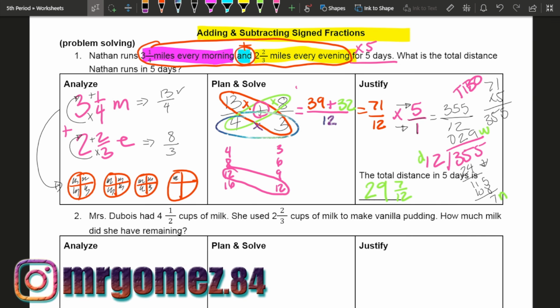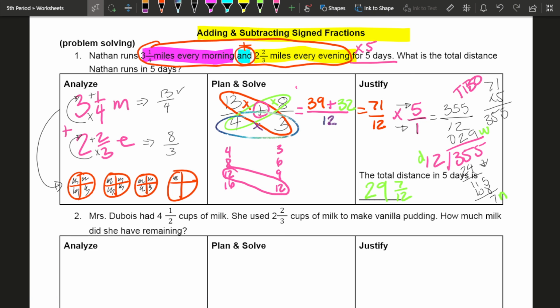Then, since this was the first part, the second part was to multiply by 5 because there were 5 days. We multiplied, we had a whole number. We put a 1 under the whole number to make it into a fraction. And we multiply fractions straight across. At the end, either simplify or change it into a mixed number again, or a decimal by dividing.